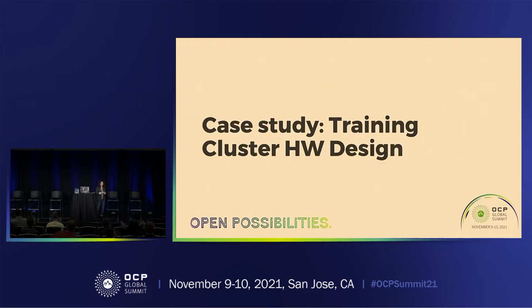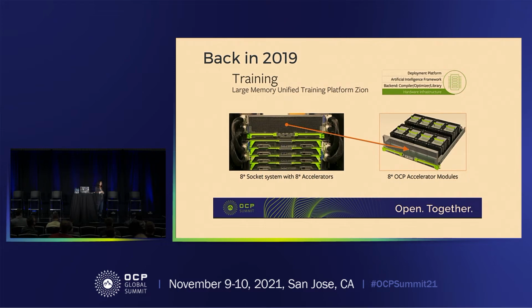Let's look at Meta training cluster hardware design. So back in 2019, during the OCP, at that time it was still Facebook, Facebook actually shared the single node training node we call Zion, the large memory uniform training platform Zion. It has an 8-socket CPU together with 8 accelerators. This is the Zion we announced during the OCP in 2019.